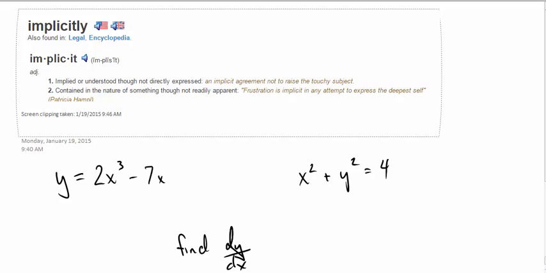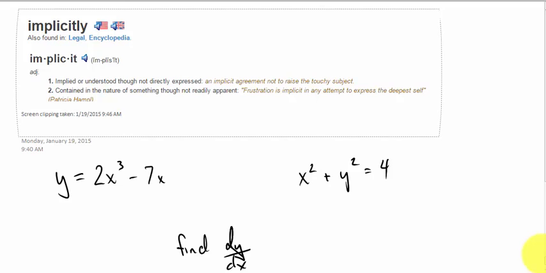Before we get into our main section today, let's define a word. In order to truly understand what we're going to look at today, we need to understand what the word implicitly means. And I've copied a definition here. It's implied or understood, though not directly expressed. Or it's contained in the nature of something, though not readily apparent.